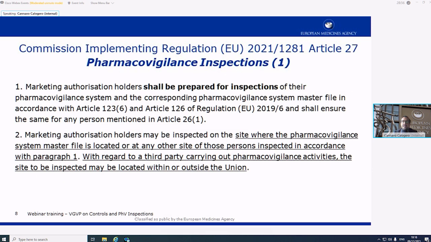Here, again, regarding the marketing authorization holder, in the second paragraph we can see that the site where the inspection is conducted will be the site where the pharmacovigilance system master file is located, or any other sites of the persons inspected in accordance with paragraph 1. So the persons that I mentioned before. So all the sites where the PSMF is located or the persons are located could be inspected. And it's also very important that the third parties carrying out pharmacovigilance activities could of course be inspected as well, and these sites could be located within or outside the Union. And so in this way, there is a possibility to inspect outside the Union.